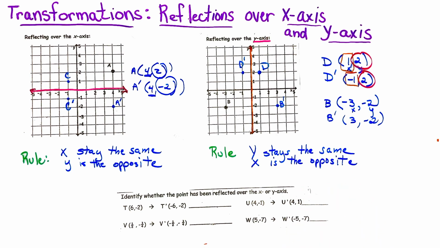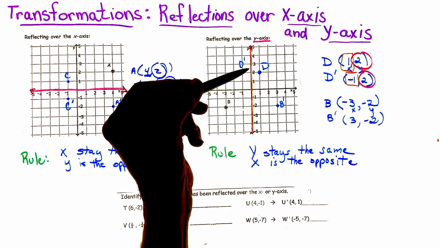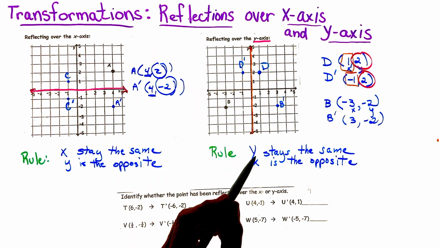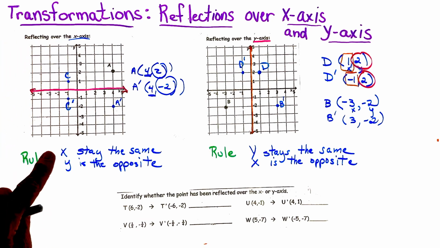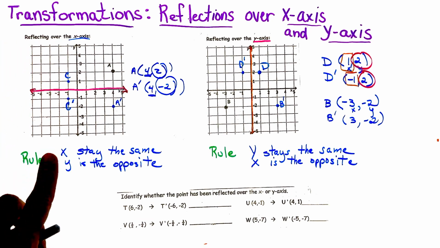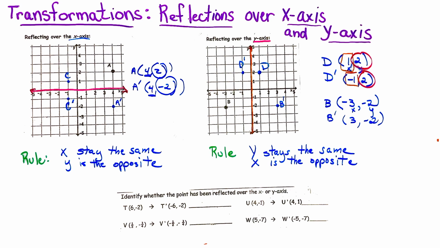An easy way that I remember it: if I'm reflecting over the y-axis, my y stays the same. If I'm reflecting over the x-axis, my x stays the same. And then the other ones are just opposites.